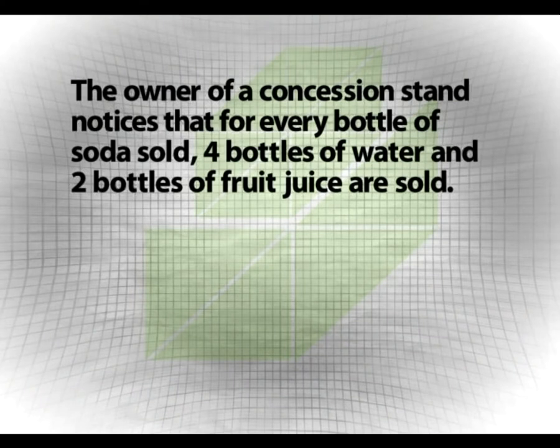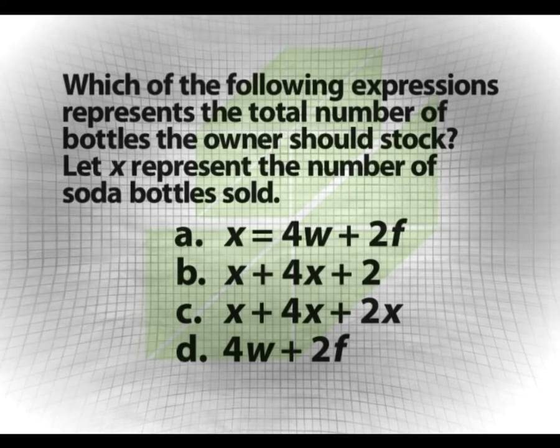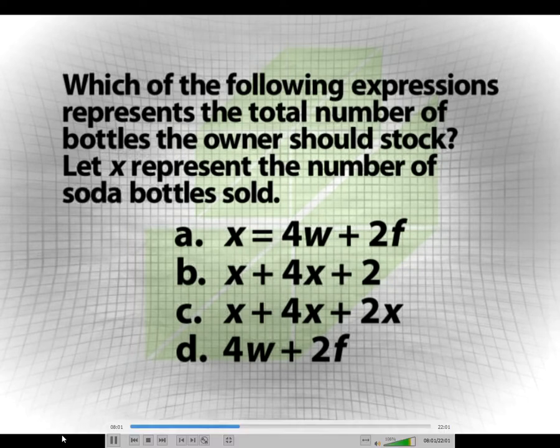The owner of a concession stand notices that for every bottle of soda sold, 4 bottles of water and 2 bottles of fruit juice are sold. Which of the following expressions represents the total number of bottles the owner should stock? Let X represent the number of soda bottles sold.